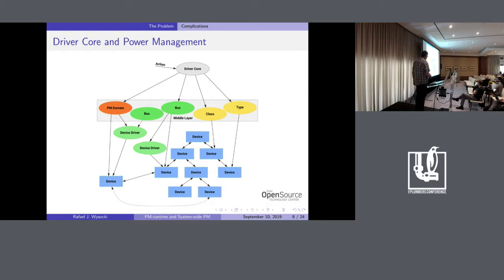This is a device link, it can be added, and again, it represents a dependency. For this diagram, it doesn't matter which way it goes. Say this device may be a supplier and this device may be a consumer, which means that the consumer has to be suspended before the supplier and the supplier has to be resumed before the consumer. So there are dependencies, and they have to be taken into account, always.